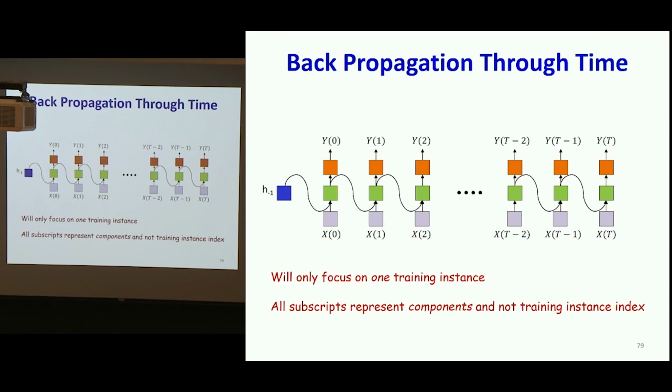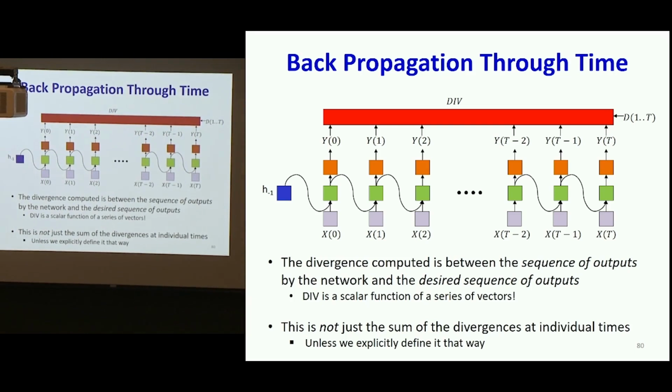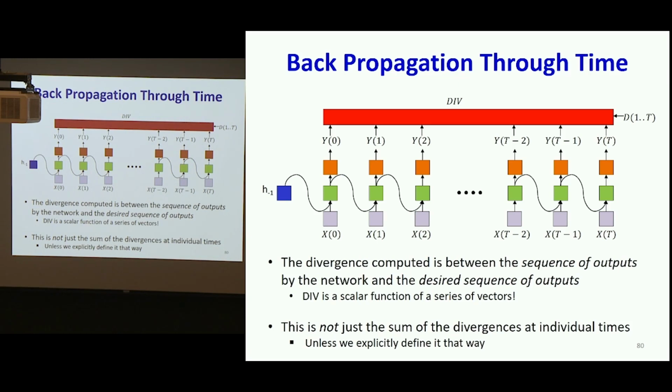Okay, so I'm just going to redraw it in this manner, just so that you can see what the inputs and what the outputs are, just to be clear. And here is what we are going to compute the divergence of. You're going to be computing the divergence between the sequence of outputs that the network produced and the sequence of desired outputs. It's not just the sum of the divergences at individual times. It's really a divergence between two sequences. It is not the sum of divergences at individual times, just to emphasize this. It is the divergence between two sequences.